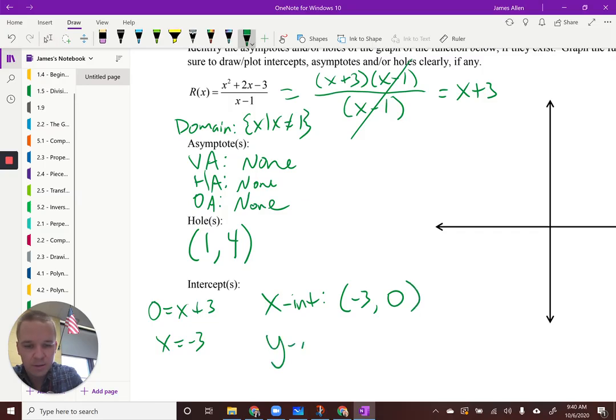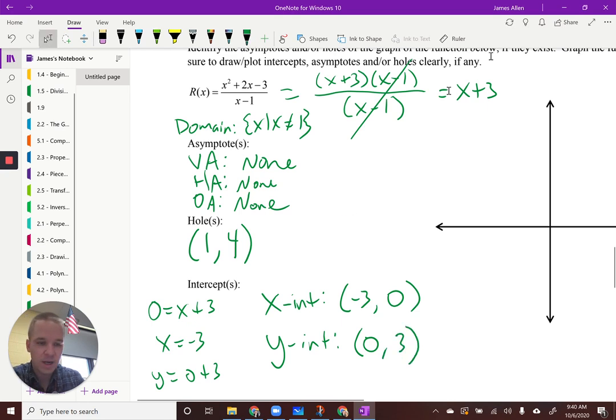And how about my y-intercept? Well, for my y-intercept, I substitute 0 in for x. So I'd have y equals 0 plus 3. So that would be 0 comma 3. Right, because on my y-axis, my x value is 0. Wonderful, fantastic, excellent. So I've got some great stuff here about this graph. Let's pop this onto the graph and see if we can figure out what's going on here with this no vertical, no horizontal, no oblique asymptote situation we've never seen before in this class.